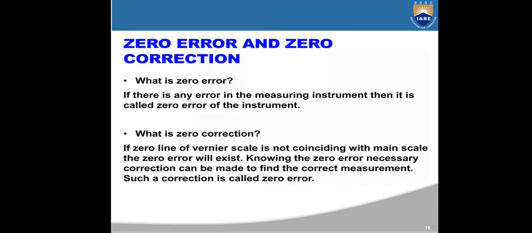Zero error and zero correction. What is zero error? If there is any error in a measuring instrument, then it is called zero error of the instrument. What is zero correction? If the zero line of the vernier scale does not coincide with the main scale, an error will exist. Knowing the zero error, the necessary correction can be made to find the correct measurement. Such a correction is called zero correction.